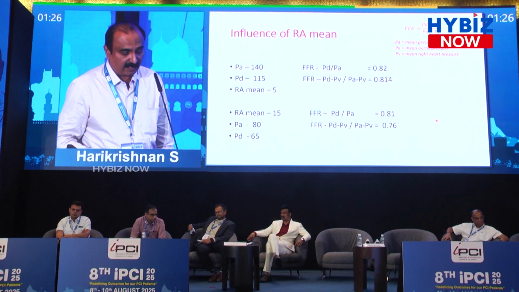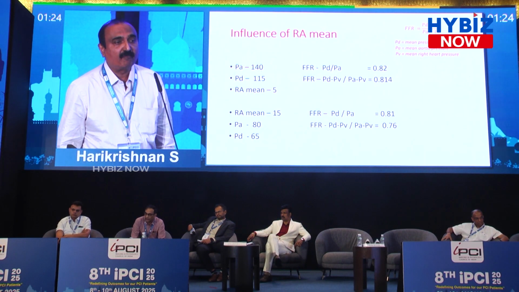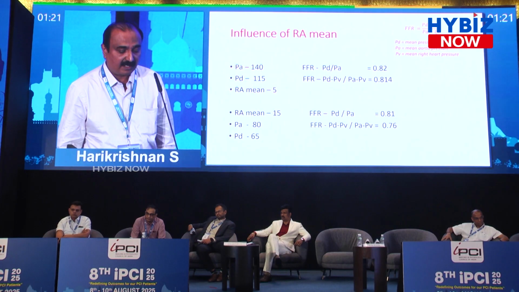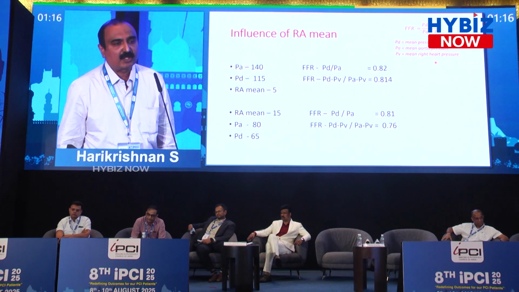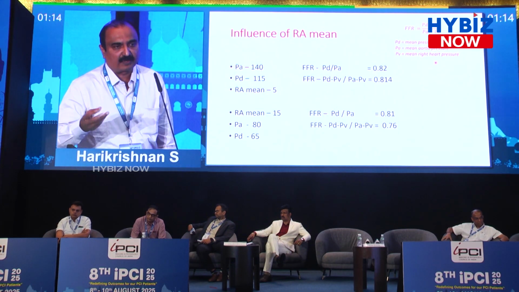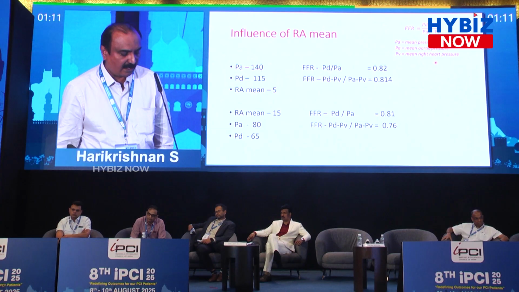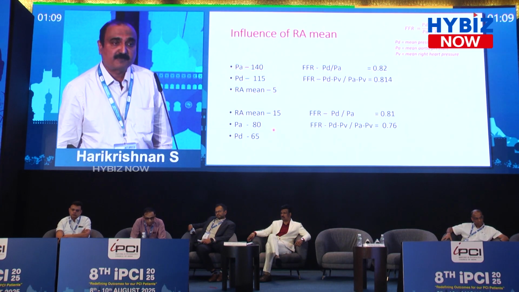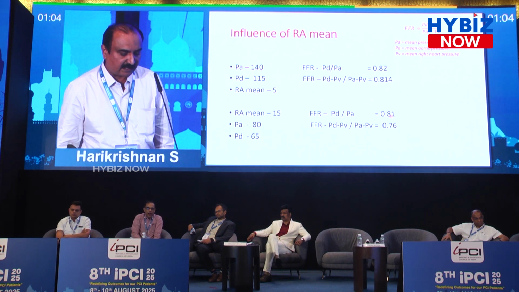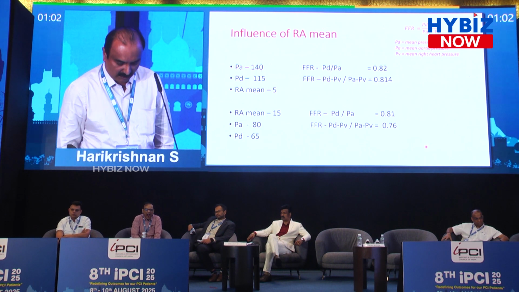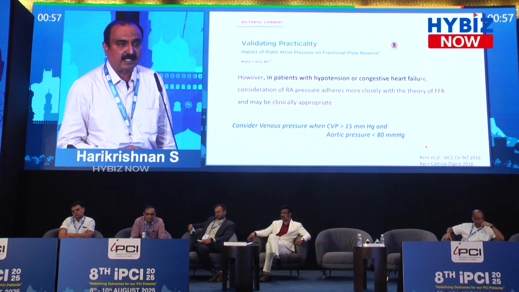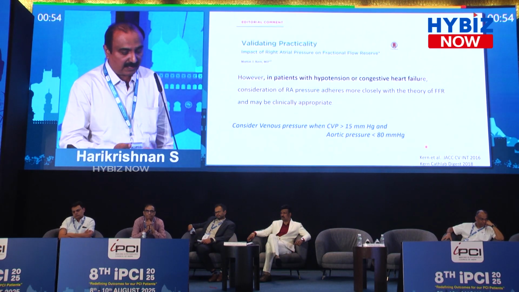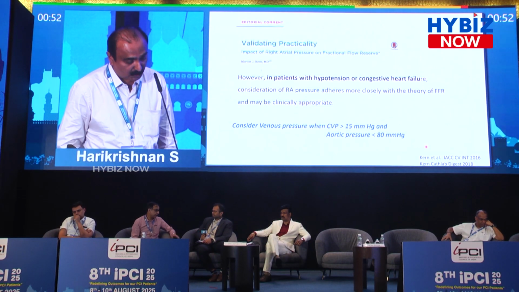Actually, the FFR formula includes the venous pressure also: Pd minus Pv divided by Pa minus Pv. So that is the actual formula. But because the venous pressure is negligible, around 5 to 10, we usually ignore it. But if you see a situation where the right atrial mean pressure is 15, the patient is in heart failure and the aortic pressure is low, you can see that 0.81 becomes 0.76. So in a patient in heart failure or with CVP more than 15 and low aortic pressure, you probably have to consider including the venous pressure in the value.